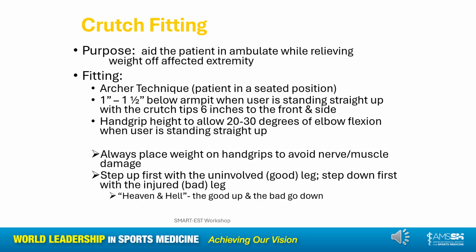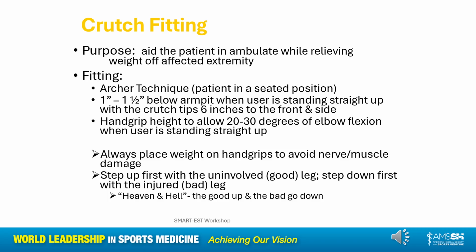With any lower extremity injury, it is appropriate to consider placing the patient on crutches that would assist in their ambulation by relieving weight off the affected extremity. For fitting the crutches, it should be 1 inch to 1.5 inches below the armpits, with the patient standing straight up and the crutch tips 6 inches to the front and side.